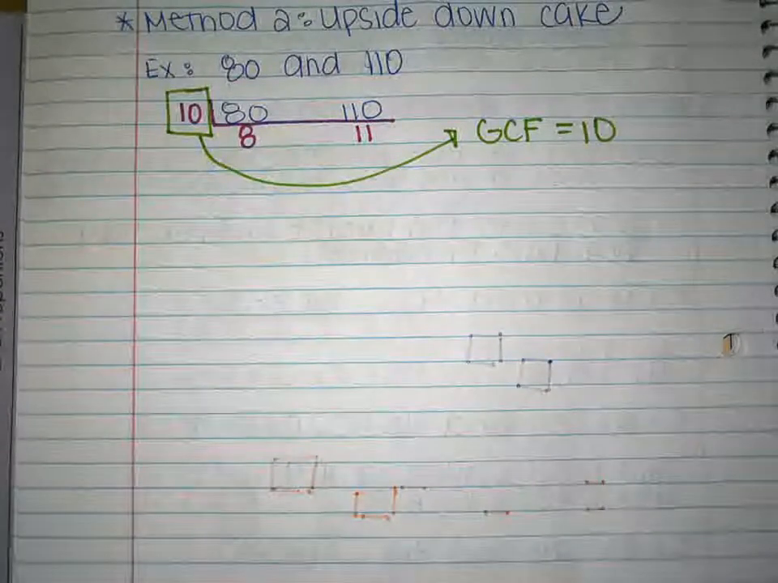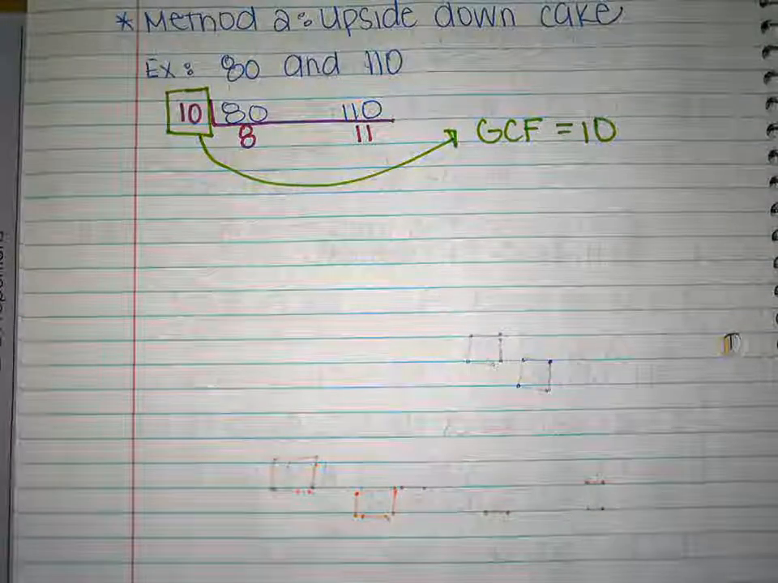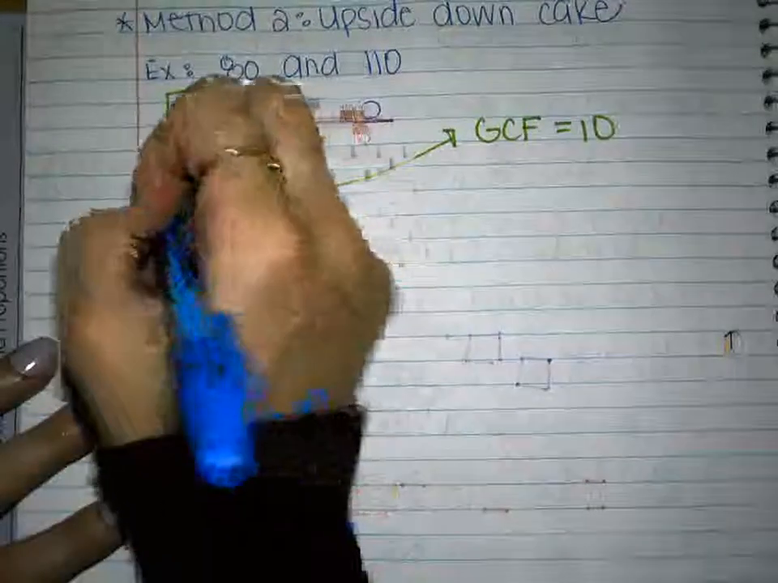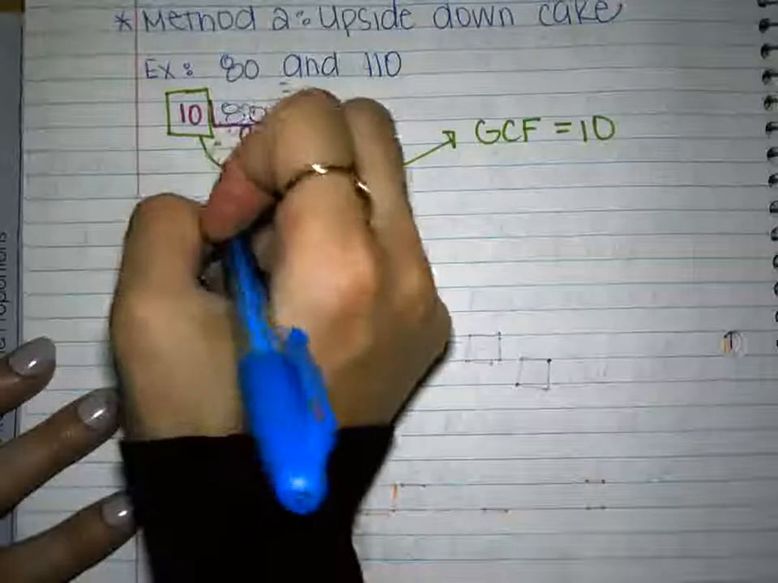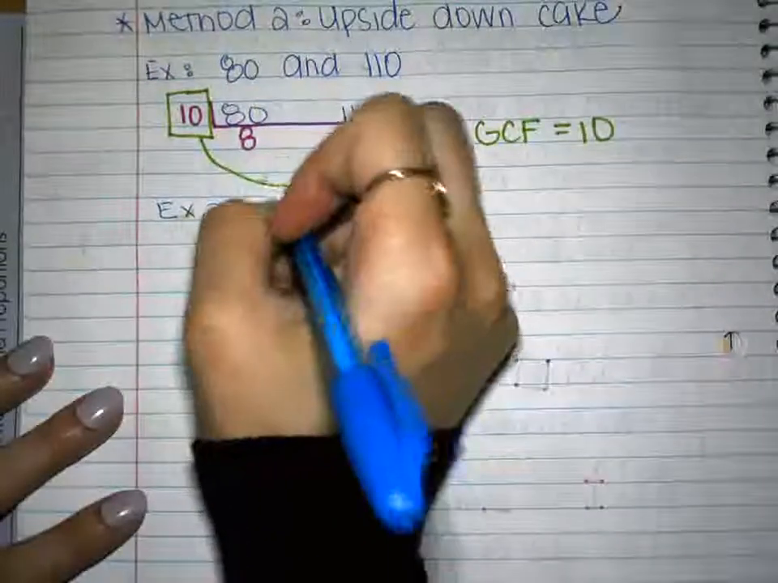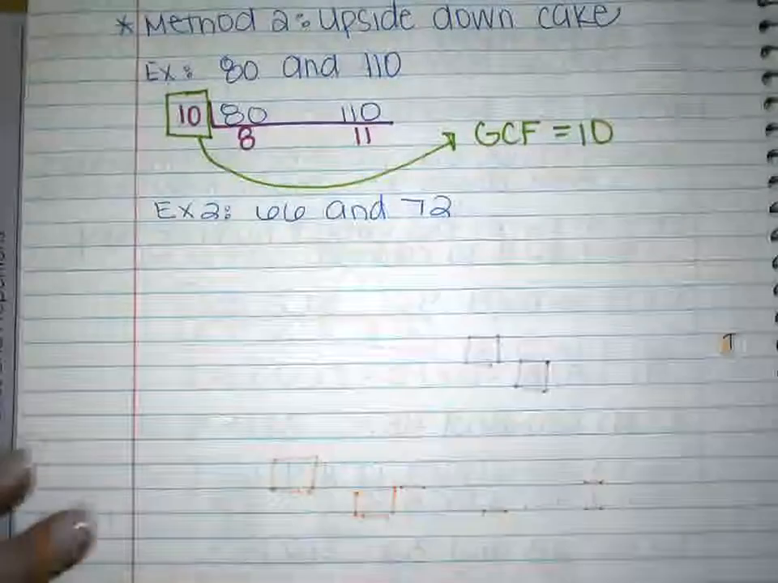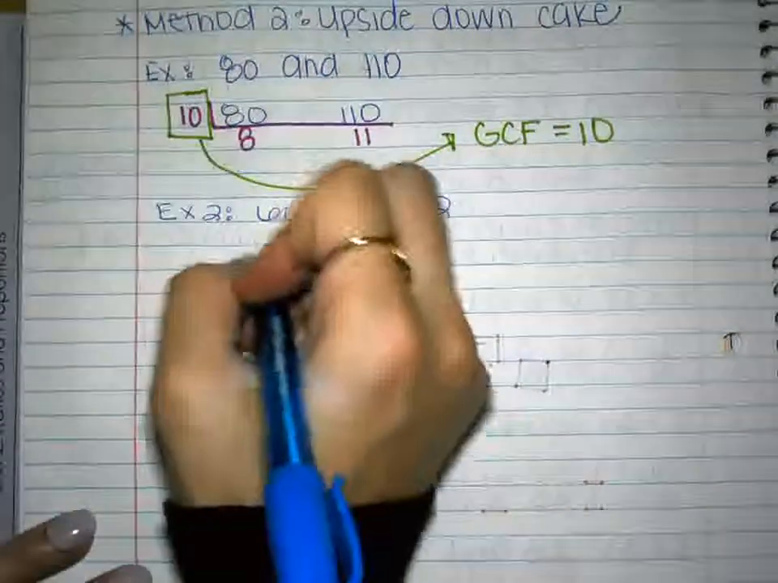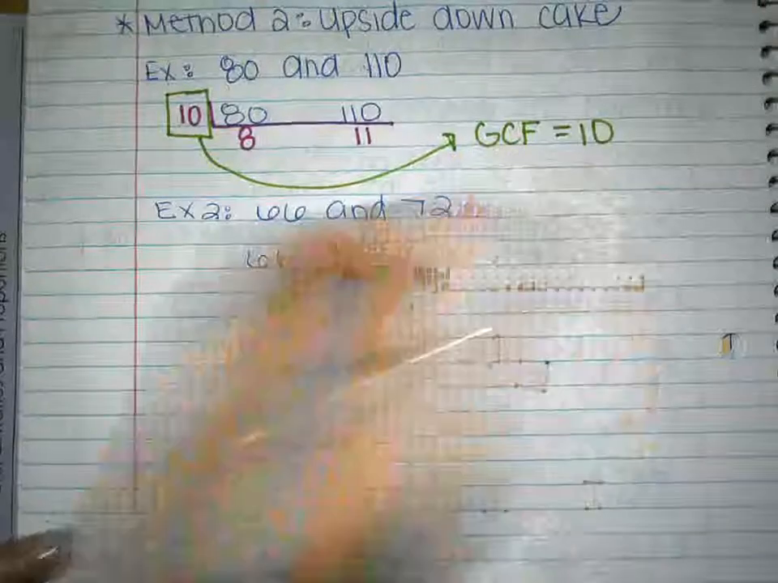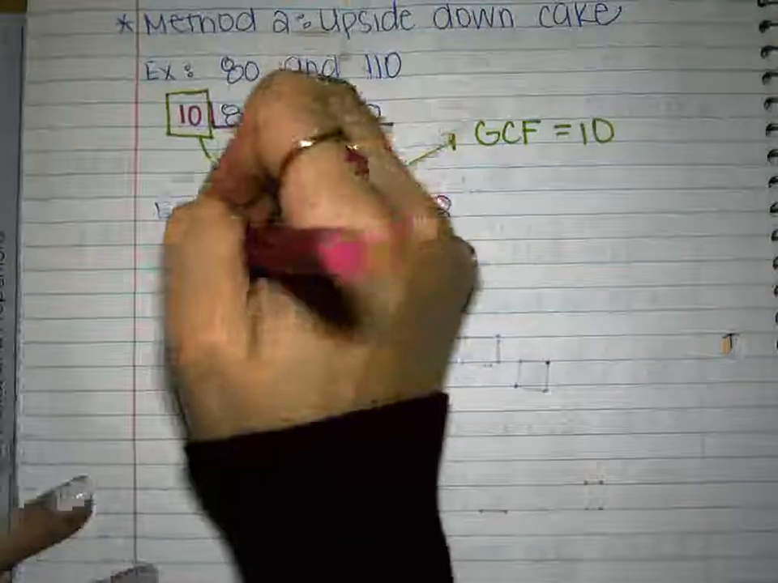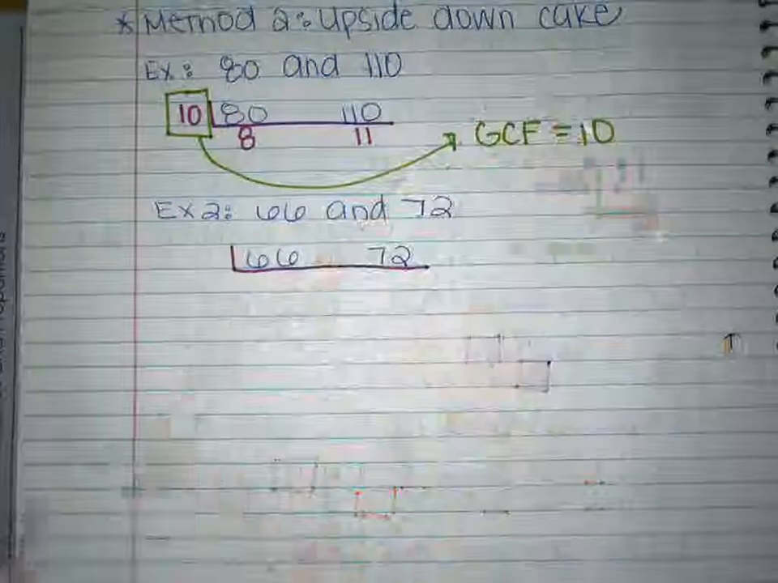Okay, so let's try another one. Example 2: 66 and 72. Same thing, I'm going to write 66 and 72 down. I'm going to draw my upside down cake.